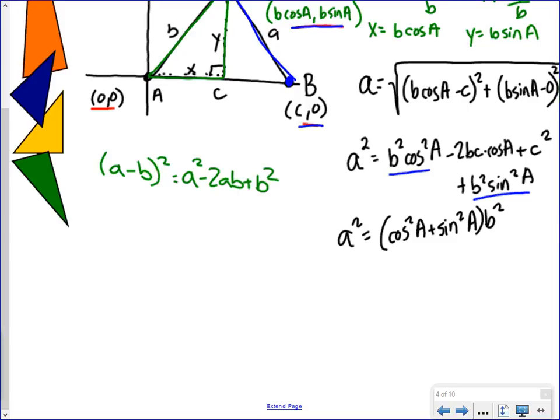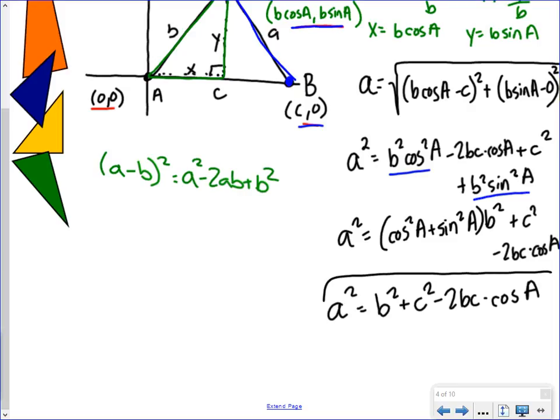Okay. Then I'm going to pick up my c squared. There is no other c squared term, so it's going to be all by itself. And then I'm going to just have to subtract this 2bc times cosine A. So when I clean that up, this is your law of cosines. A squared equals b squared plus c squared minus 2bc times cosine A. There is the law of cosines.